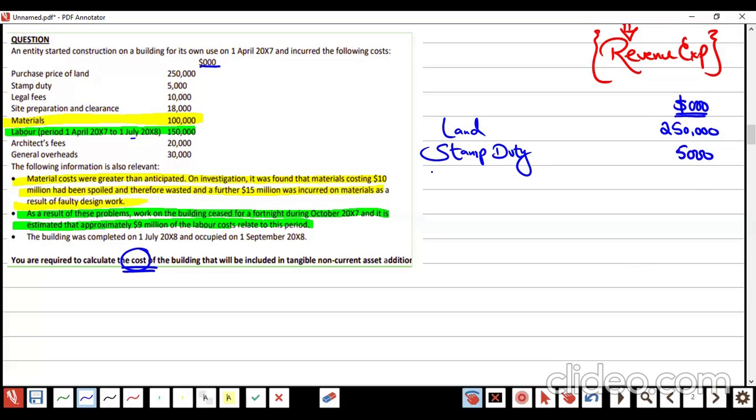Legal fees, the lawyer fees, the person who is running, going, coming, going, finishing the registration. One time or again and again? One time. Okay. Material, I will keep it blank because there is a bullet point. Labor, let's leave it.